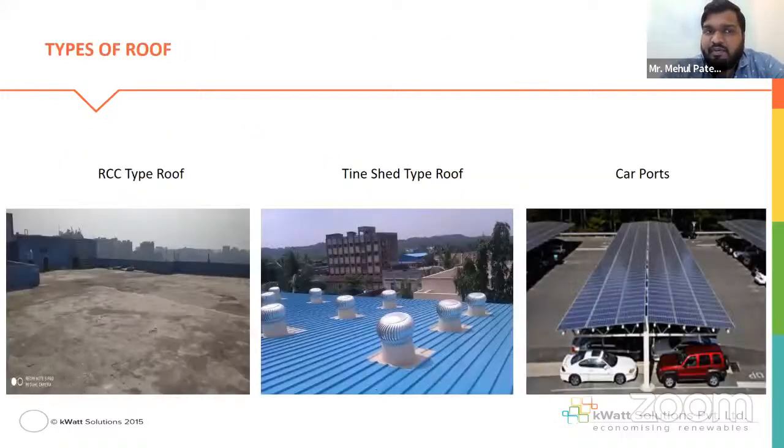Coming to the types of roof that we discussed, there are roofs such as the RCC roof, where the load bearing capacity of the building is much higher. Second is the tin shed type roof, where a foundation is not required. You can directly use clamp based solar structures, aluminum structures, which are lightweight. And then there are carports or sheds available over direct walkways. So these are the types of roofs which I needed to show.